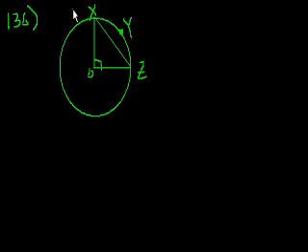Let's see what they're asking. What is the circumference of the circle above with center O? So they just want to know the circumference. So if we could figure out a radius, then we know circumference is 2 pi times the radius, and we'd be all set. So let's see what information they give us.